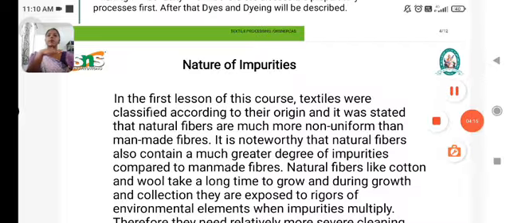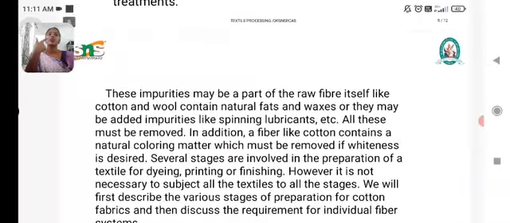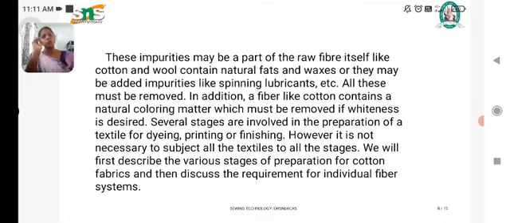Nature of impurities. In the first lesson of this course, textiles were classified according to their origin, and it was stated that natural fibers are much more non-uniform than man-made fibers. It is noteworthy that natural fibers also contain a much greater degree of impurities compared to man-made fibers. Natural fibers like cotton and wool take a long time to grow, and during growth and collection, they are exposed to environmental elements. When impurities multiply, they therefore need relatively severe cleaning treatments.